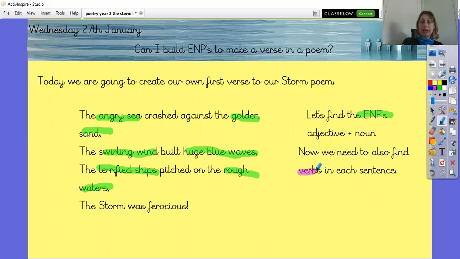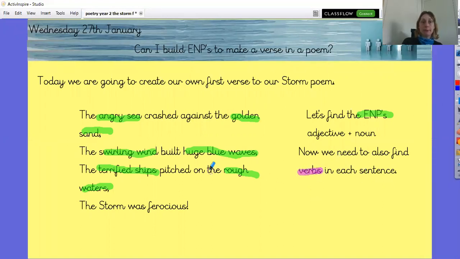So I'm going to change the colour of my highlighter to purple. So in this sentence, the angry sea, this is what it's doing. It crashed against the golden sand. The swirling wind built, that's our verb. And the terrified ships pitched. Pitch means that they're going up and down on the rough waters. And then in the final sentence, our verb is was that we've got there.